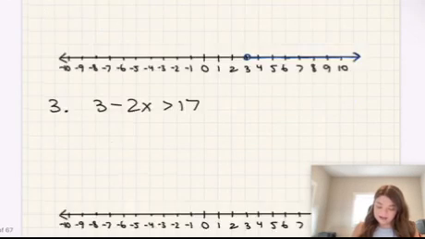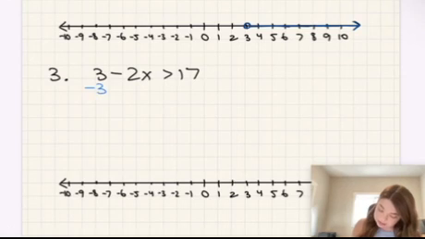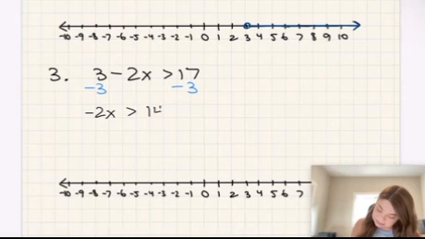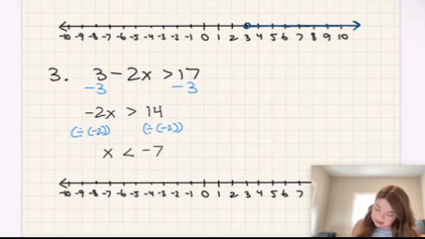All right, and let's do one last one for today. First thing I'll do to solve this question is subtract 3 from both sides. And that will give me negative 2x is greater than 14. Then I'm going to divide both by negative 2. And when I do that, what's going to happen is the sign is going to flip. So we're going to have x is less than negative 7 rather than greater than.